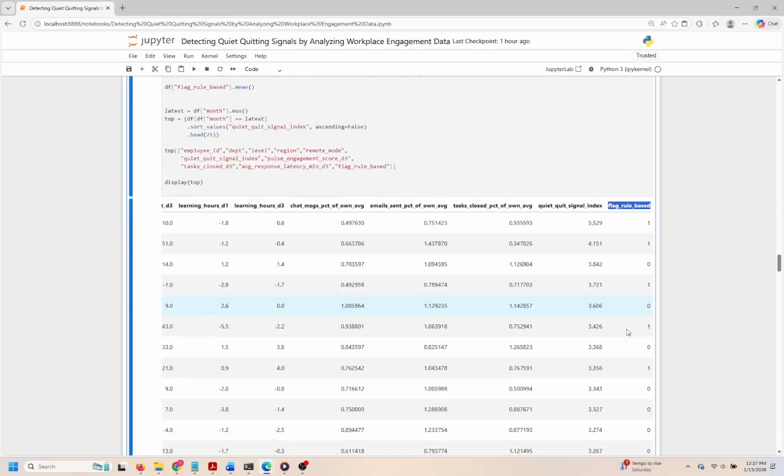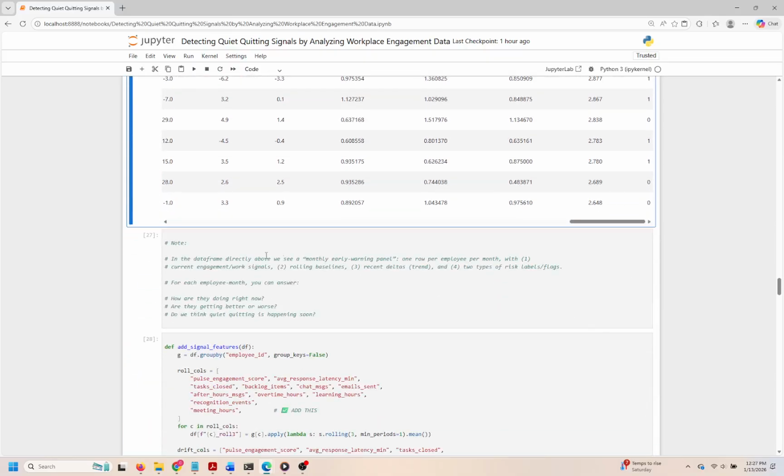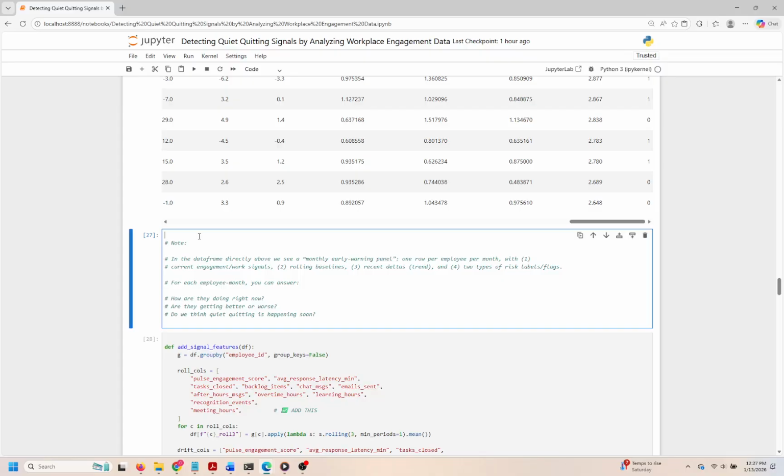Cell 9. In this cell, we're looking at a data frame that provides a monthly overview of employee engagement signals, along with some crucial metrics that help us assess their well-being over time. Analyzing this data is essential for identifying potential issues before they escalate, particularly in relation to employee retention and productivity. The data frame contains key information for each employee broken down by month.